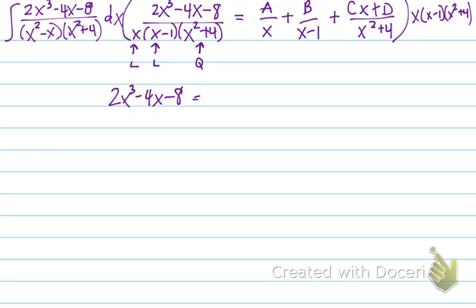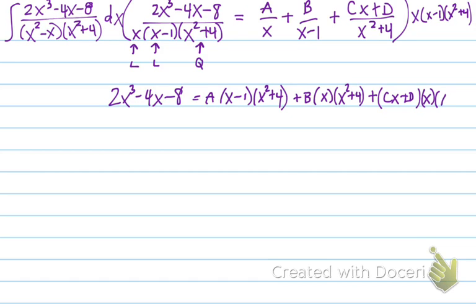On the right-hand side, for the first term, I have a over x, so the x's will cancel. I'm left with a times x minus 1 times x squared plus 4. For the second term, I have b times the x minus 1 term will cancel, so I have x times x squared plus 4. And for the last one, the x squared plus 4 will cancel, so I'm left with cx plus d times x minus 1.